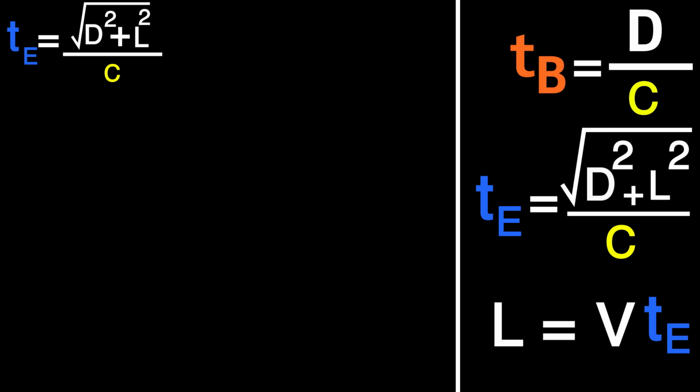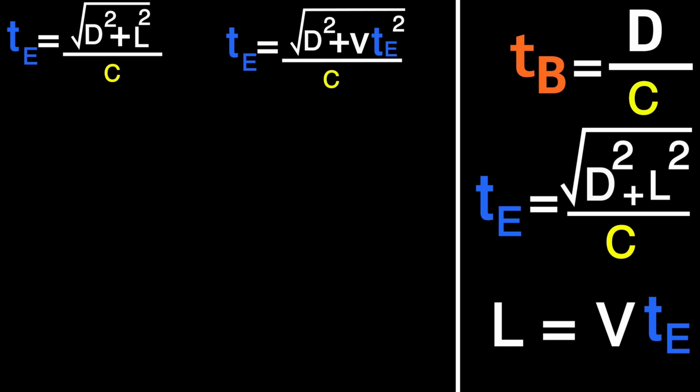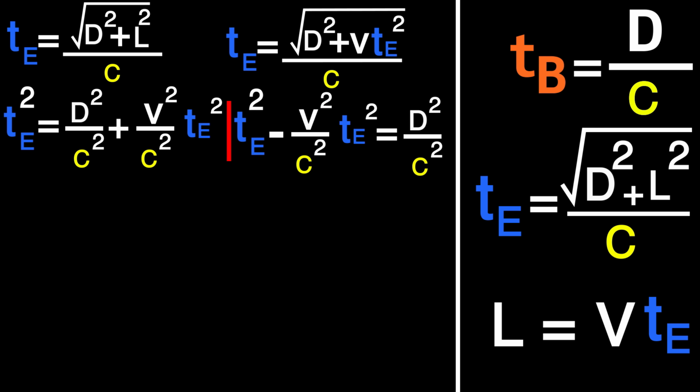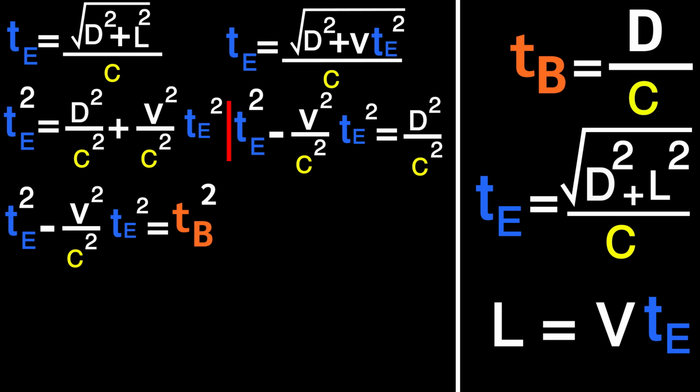In TE, we know that L equals VTE. So we can substitute L with VTE. Next, we square the entire equation to eliminate the square root on the right side. Then we move V squared over C squared multiplied by TE squared to the other side of the equation. Now you can see on the right side remains D squared divided by C squared. That kinda looks familiar. TB is also D over C. So we can substitute D squared over C squared with TB squared.